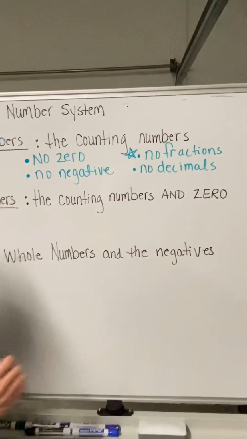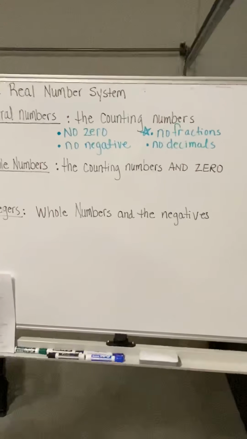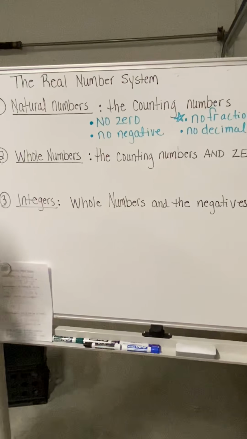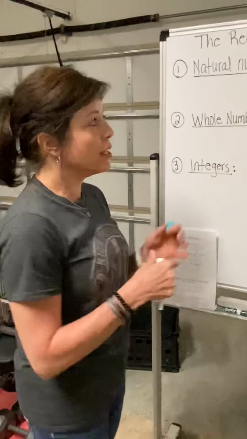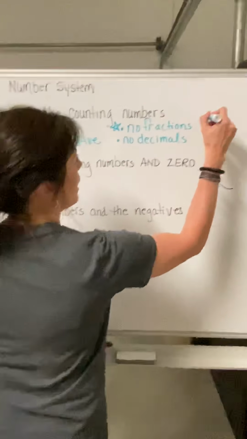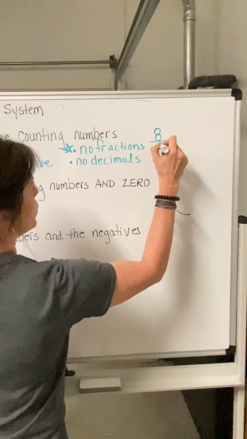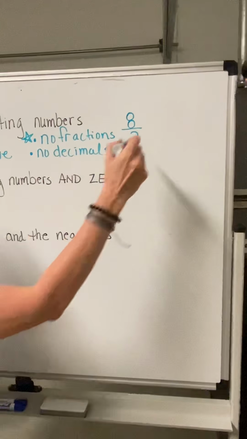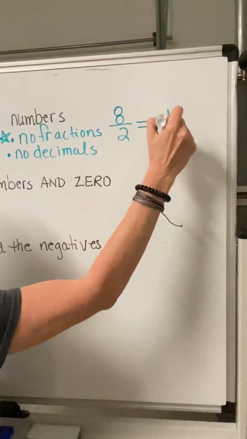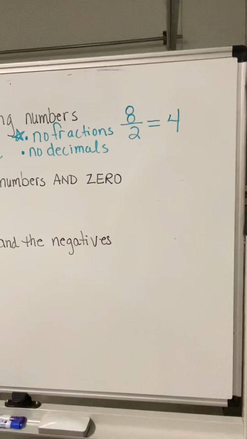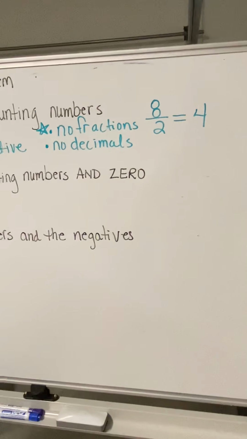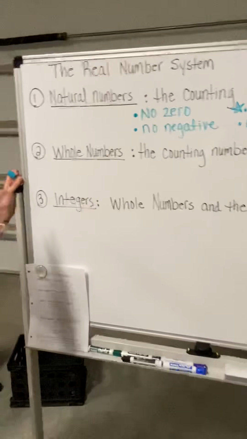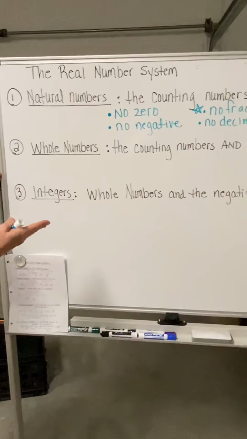Now, the exception to no fractions would be fractions that simplify to a natural number. So if your fraction simplifies to a whole number, then it is considered a natural number. For example, if I gave you this 8/2, that's technically a fraction. But if you simplify 8/2, that simplifies to 4, which is a whole number, not 0, so it's considered a counting number.